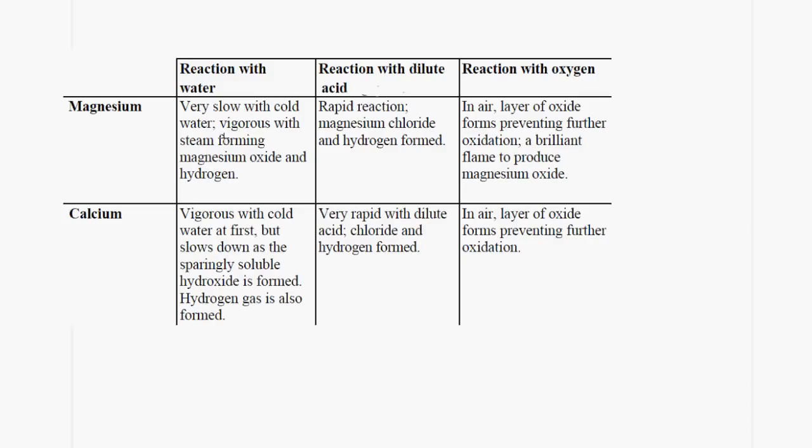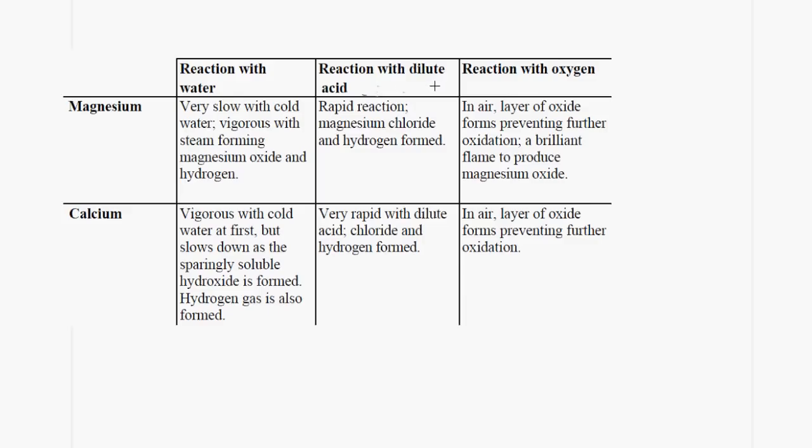Now this table summarizes the reaction between magnesium and calcium. Magnesium is higher up in the group and calcium is lower down in the group. So the reaction with water, in the case of magnesium, the reaction is very slow with cold water but is vigorous with steam to form magnesium oxide and hydrogen. In the case of calcium, the reaction is vigorous with cold water at first but slows down as the sparingly soluble hydroxide is formed, and hydrogen gas is also produced.